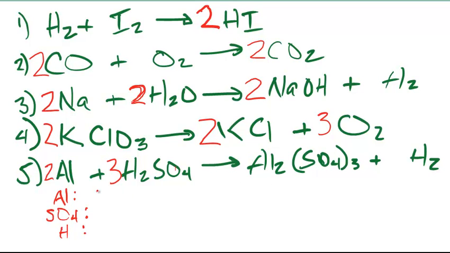Now let me catch up with the tally. 2 aluminums on both sides, 3 sulfates on both sides, and now let's take a look at the hydrogens. We have now 6 hydrogens on the left. How many on the right? Only 2. But we can very easily rectify that by putting a coefficient of 3 here, bringing us to a balanced chemical equation. Very good.